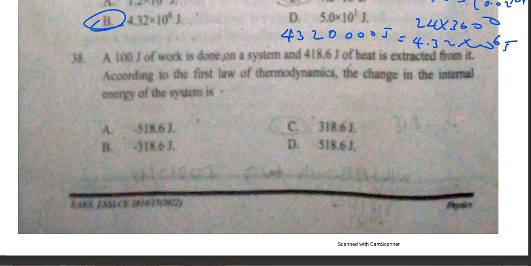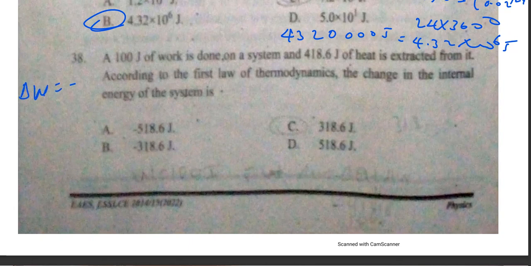Question 38. 100 joule of work is done on a system and this much heat is extracted from it. So work done by the system is taken as negative, right? Heat flow into the system is taken as positive.